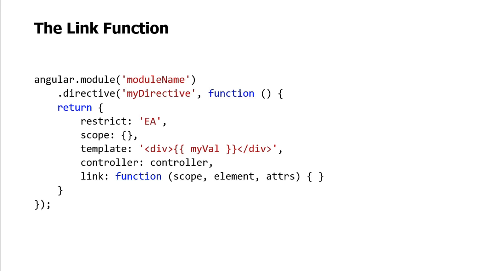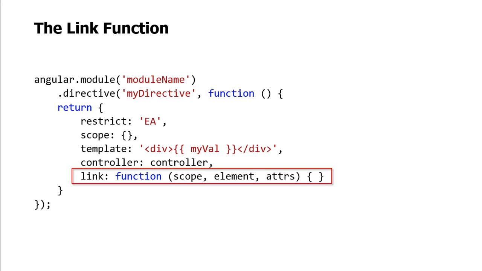Now, I talked about the DDO way back in Module 1, and that's the Directive Definition Object. And we talked about that there's several different properties here you can define. And one of those key properties that we're going to focus on here is the link function. Now, the link function is really all about DOM manipulation. So there's a lot of directives out there that are going to be using the link function.